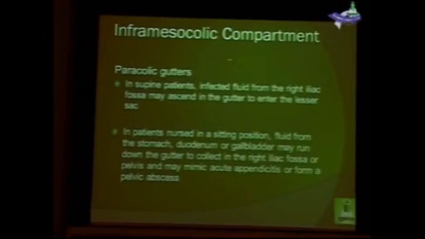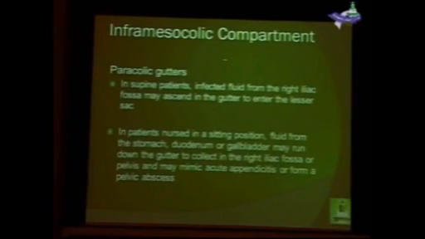In a patient nursed in the sitting position, gravity will help fluid from the stomach, duodenum, or gallbladder run down the gutter to collect in the right iliac fossa or the pelvis. So in these situations, for example a patient with a perforated duodenal ulcer or perforated gastric ulcer, the fluid can run along this gutter down into the pelvis or the right iliac fossa, and then clinically we might think that the patient has acute appendicitis or other pathology in the right iliac fossa or in the pelvis.